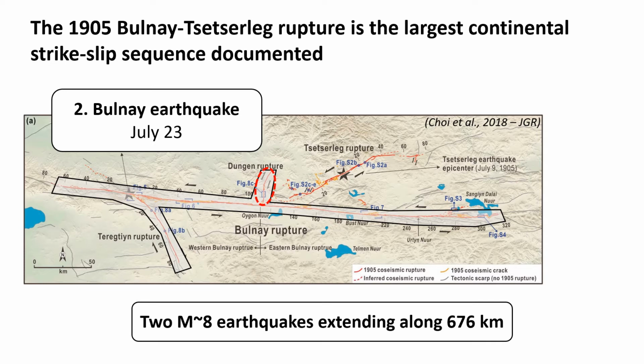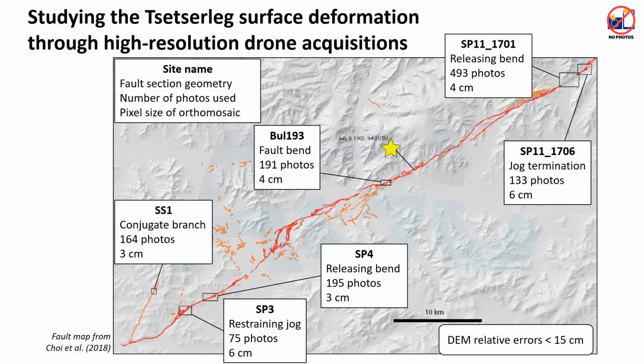If you've watched the presentation of my colleague Jin Choi, you already know that the coseismic slip distribution along the main Bulnay fault is now well constrained thanks to horizontal offset measurements. Along the Tsetserleg fault, this is less the case because the dataset is much smaller. So we tried another approach. We wanted to extract the coseismic slip from the geometry and the whole surface expression of the rupture.